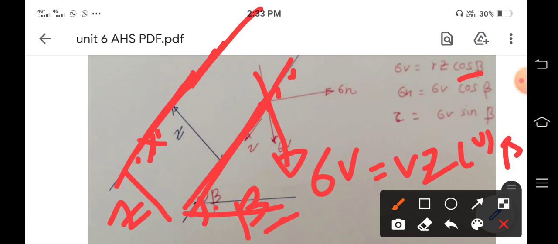Its normal component and tangential component, that is sigma n and tau: sigma n will be equal to sigma v cos of beta, and tau will be equal to sigma v sin of beta. That is, sigma n equals gamma z cos of beta into cos of beta, that is gamma z cos square beta, and tau is sigma v sin of beta, that is gamma z cos of beta sin of beta.